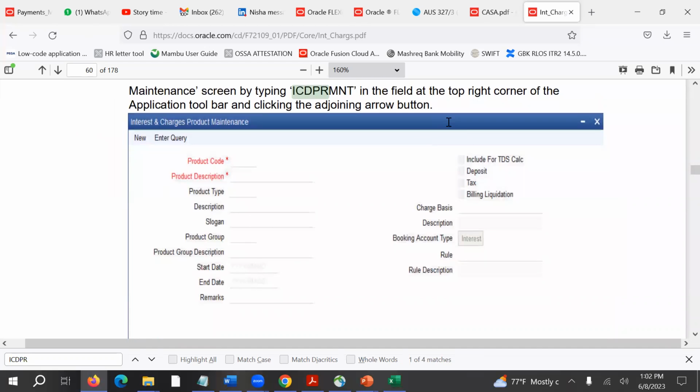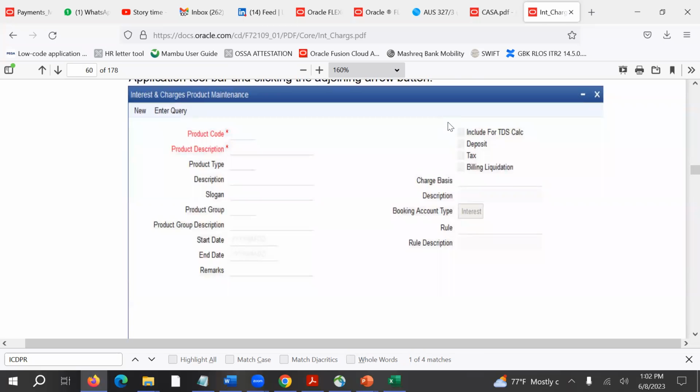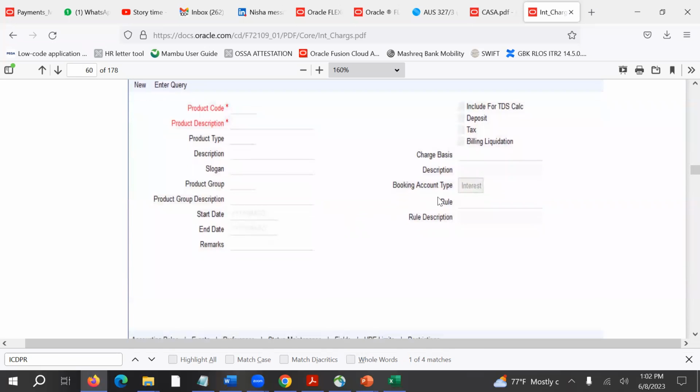Yeah, this is the interest product, interest and charges. My product screen is the same; there is no different screen for interest and charges. Here only we give the product code, again a 4-digit alphanumeric code, and then here we say whether it is deposit or tax kind of thing. Here we have the booking type, whether interest or charge. If it is interest, then I have to give the rule over here. In case of charge, then I have to give the charge basis. I will tell what the charge bases are.